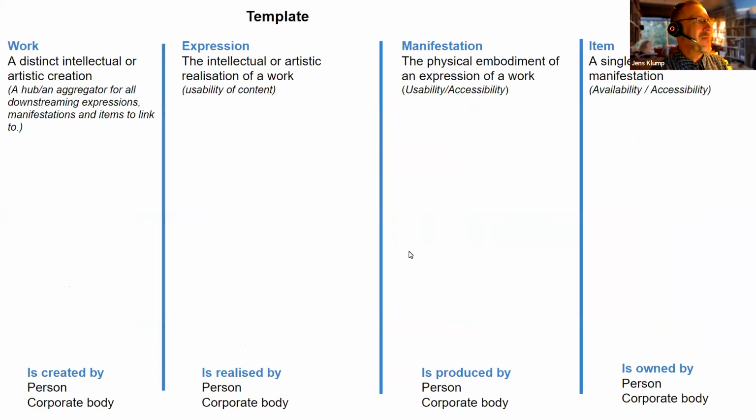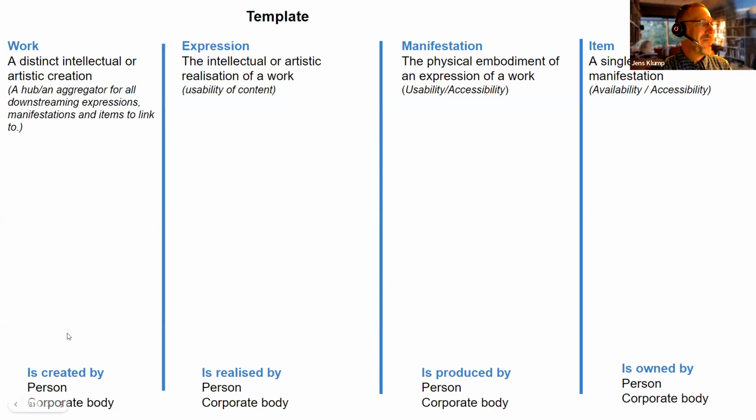So we have this template where the Ferber model starts at the top level with the concept of a work, which is the distinct intellectual or artistic creation. This is then expressed as an artistic or intellectual realization of that work, and is manifested, which is a physical embodiment. In the data world, it's the file format, and then it's made available as an item. This is the thing that you actually access, and in the data world, download.